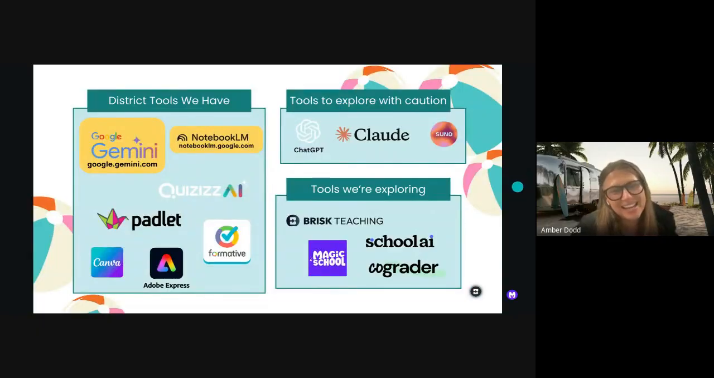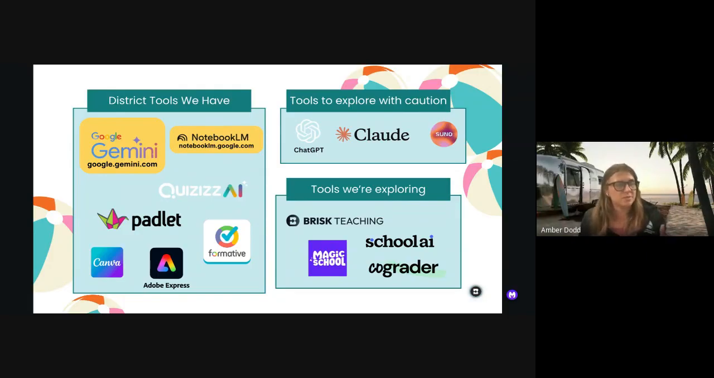So with that said, looking at the district tools that we have, we know that AI is popping up everywhere, and it is like playing whack-a-mole right now to figure out where it's popping up and how it's being used already. Every time we talk to a company, they're like, we can release this and you have to turn it off or on. So it is everywhere, as we know.